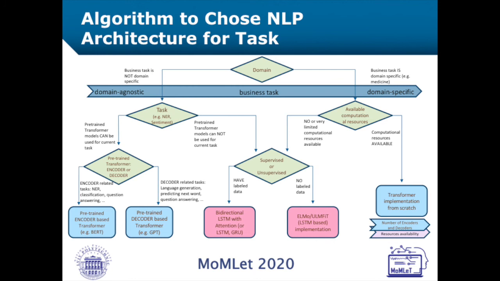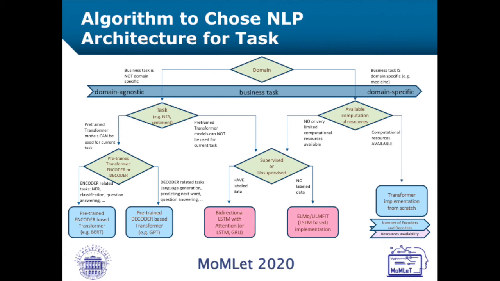As we can see, there is a lot to choose from. Hence, we proposed an algorithm to make our architectural decision. The main input here goes from top to bottom. We will start with domain. As we have described before, for some domains, you just have to train your own model from scratch on your own data. See the right part of the picture.